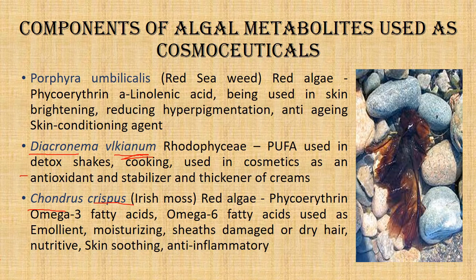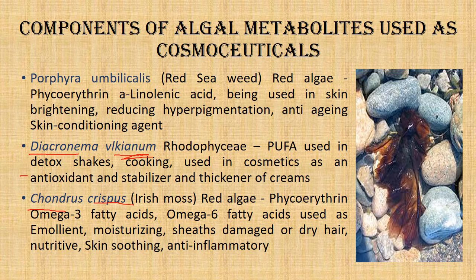The next algae is Porphyra umbilicalis. Porphyra umbilicalis is also called red seaweed. This red seaweed is a red algae, that is a rhodophyte, also found in the intertidal zone. We see the picture on the right. So this is found in the intertidal zone, and especially it is used as a food in Japan, Korea, China, Ireland, and other temperate region countries, especially this Porphyra umbilicalis.